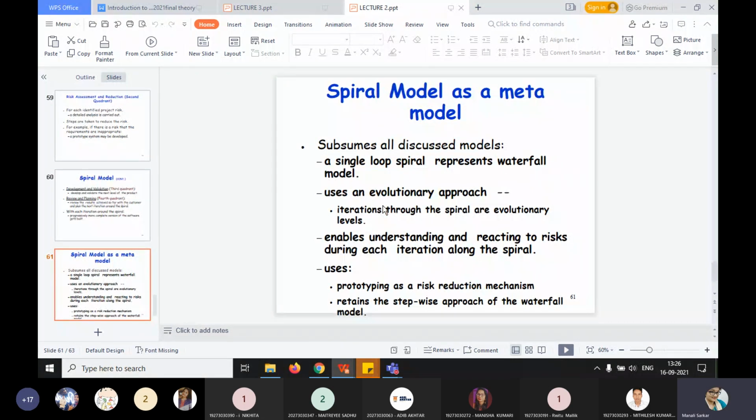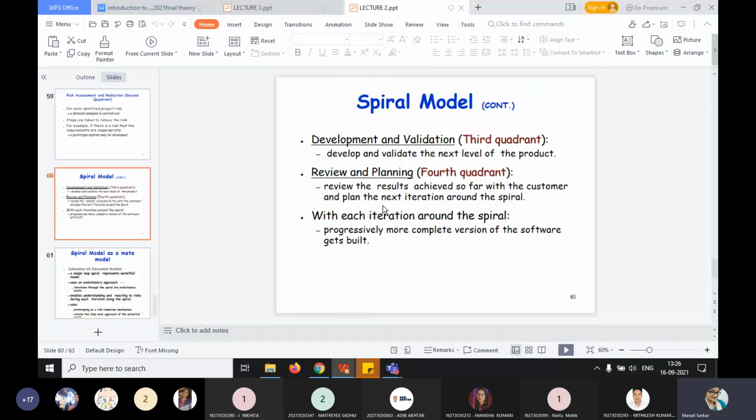This is about the spiral model, and as we have seen, in every model there are certain advantages and disadvantages. The spiral model also has lots of advantages and disadvantages. There are a few disadvantages of the spiral model that restrict its use to certain projects only. So you cannot use the spiral model in every project. It is only restricted to some of the projects. And to whom is it restricting?